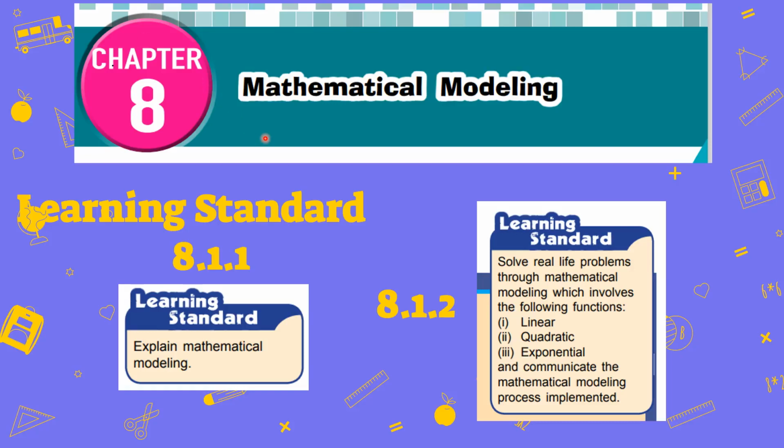So today we are going to learn the last chapter in Form 5, that is chapter 8, Mathematical Modeling. In this chapter we are going to learn two learning standards. The first learning standard is to explain what is mathematical modeling, and the second learning standard is to solve real life problems through mathematical modeling where involved is function linear, quadratic or exponential, and also to communicate the mathematical modeling process implemented. Okay, so why must we learn mathematical modeling?